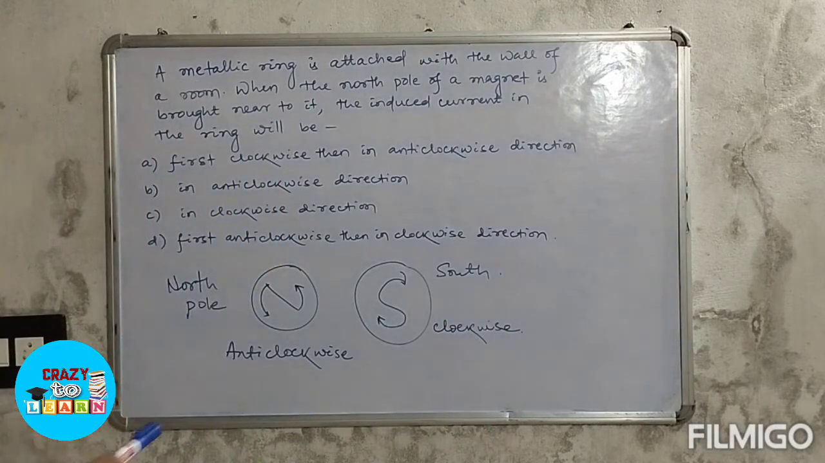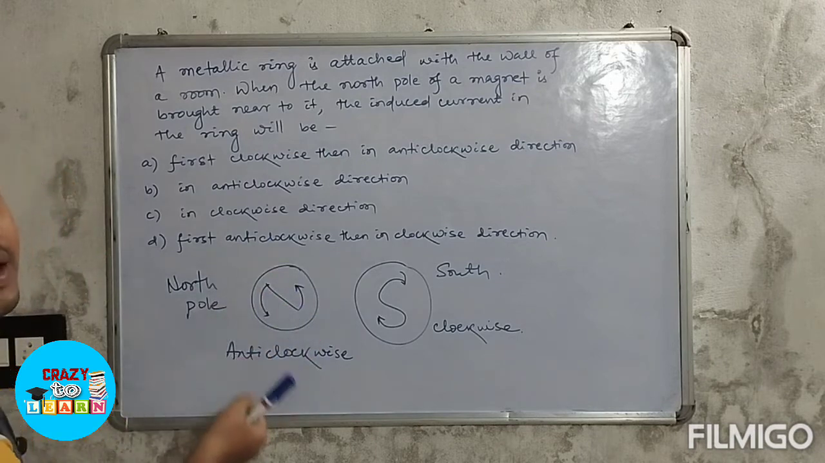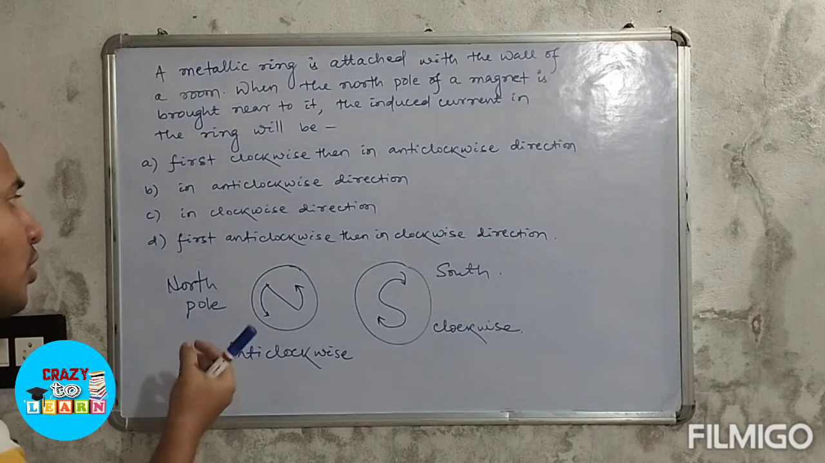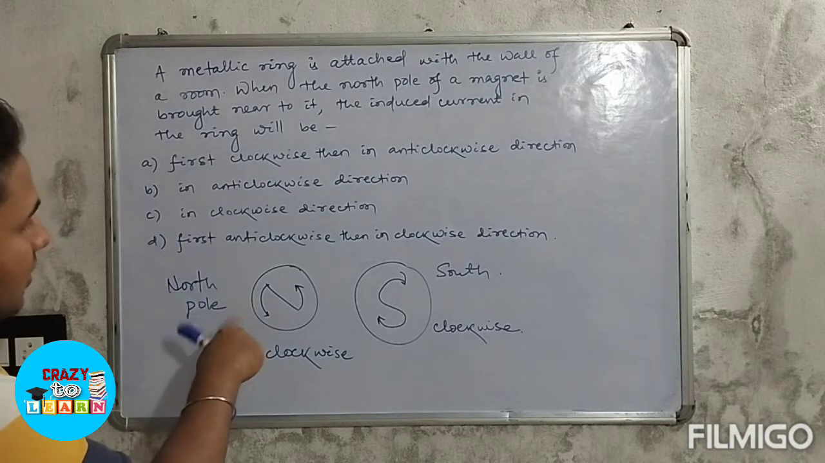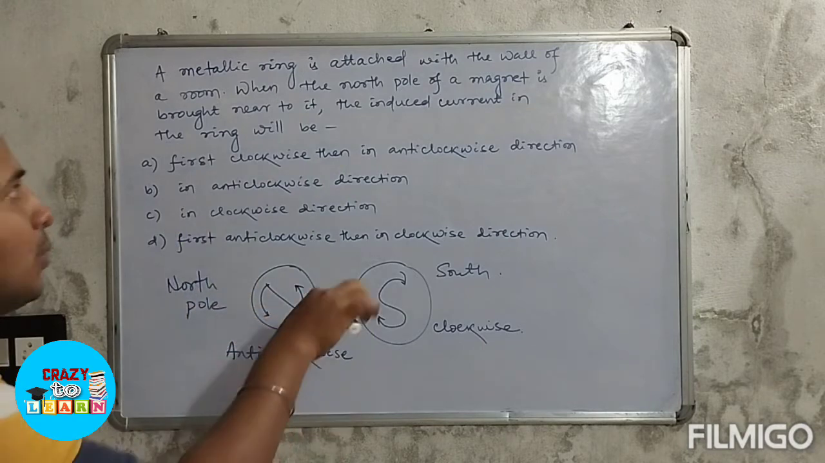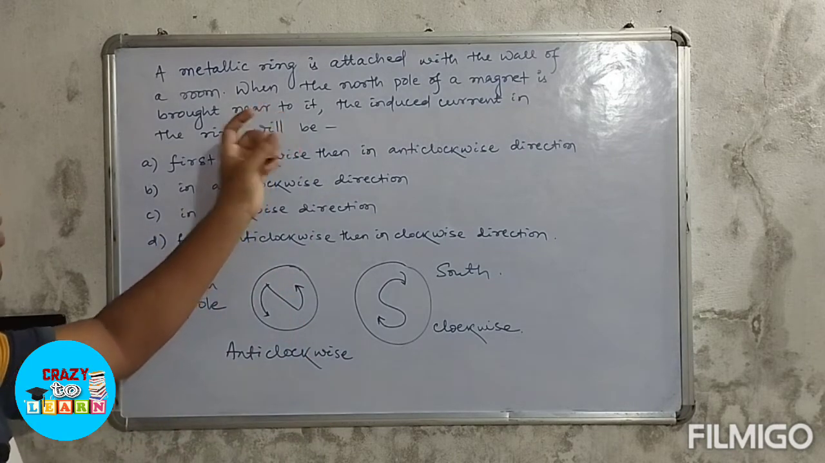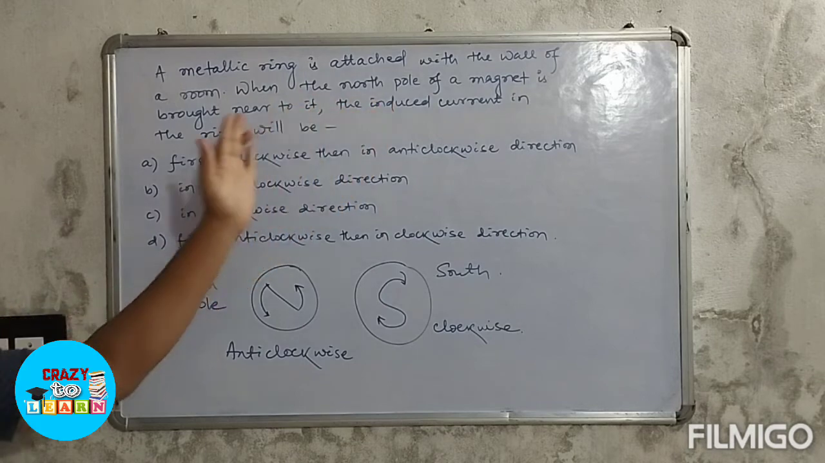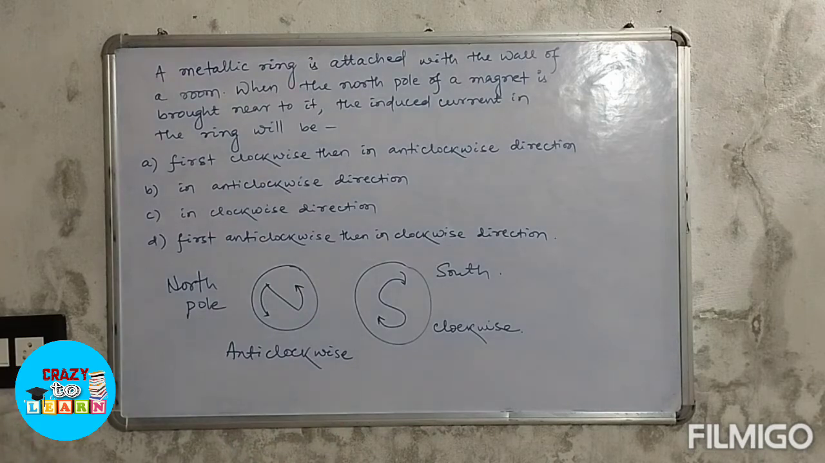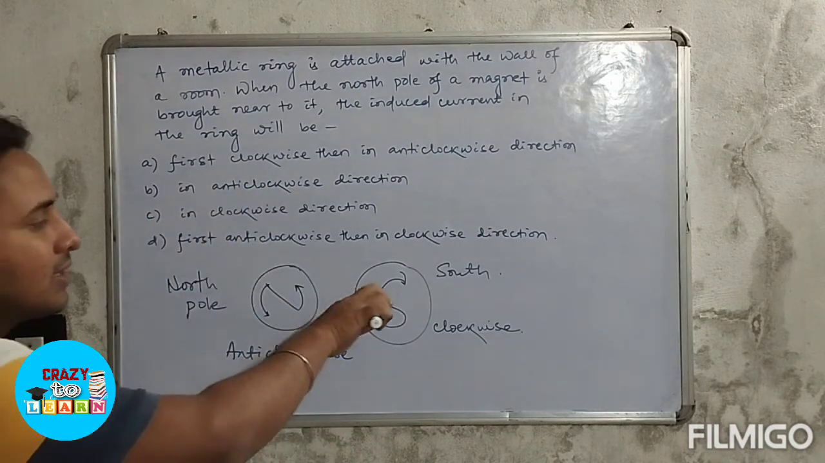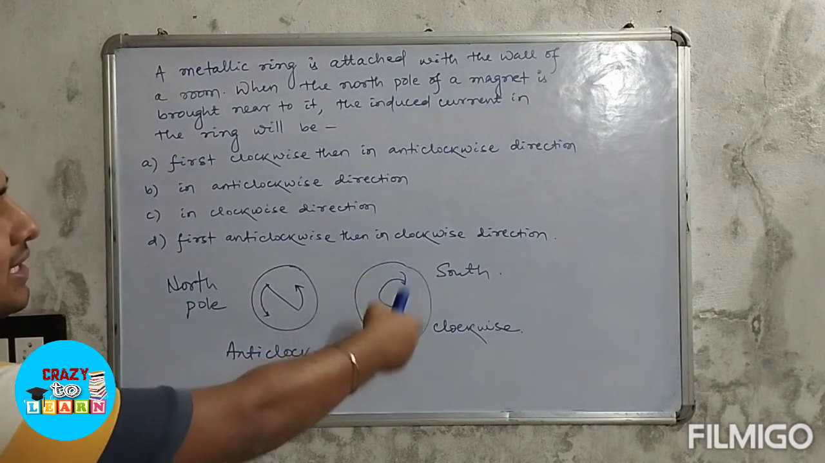When we bring the north pole towards the metallic ring, the magnetic flux linked with the coil increases, so a north pole is formed, and the induced current in the ring will be in anti-clockwise direction. If the question is changed and asked like this: the north pole of the magnet is brought away from the ring, then what will be the direction of the induced current? When the bar magnet is away from the ring, a south pole is developed here, so the current will move in the metallic ring in clockwise direction.